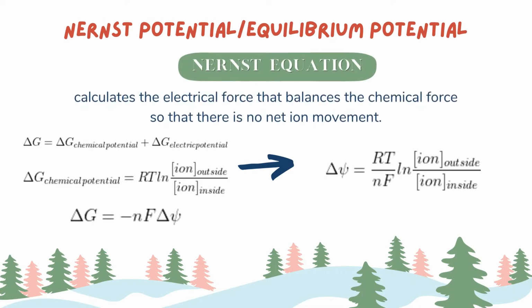From the previously shown system, we can use the Nernst equation to calculate the electrical force that balances the chemical force so that there is no net ion movement.